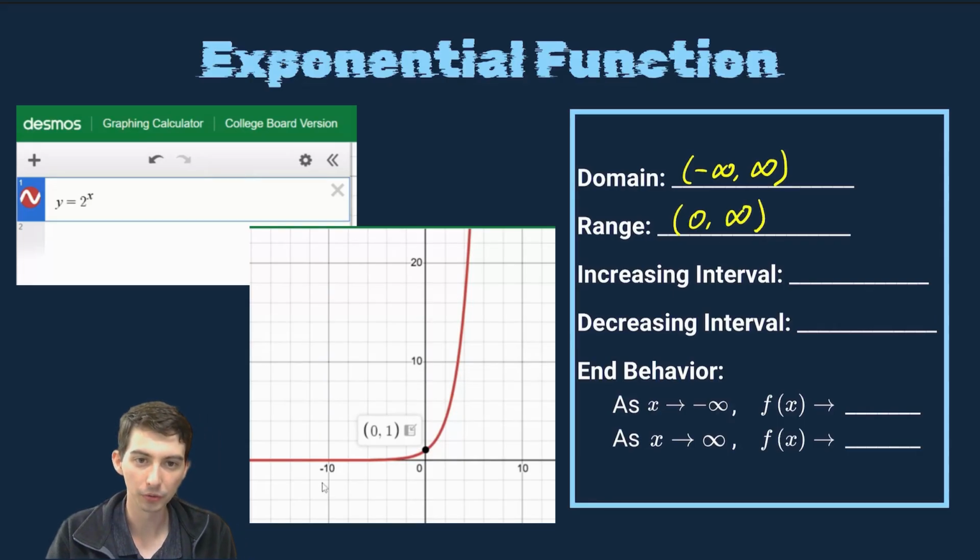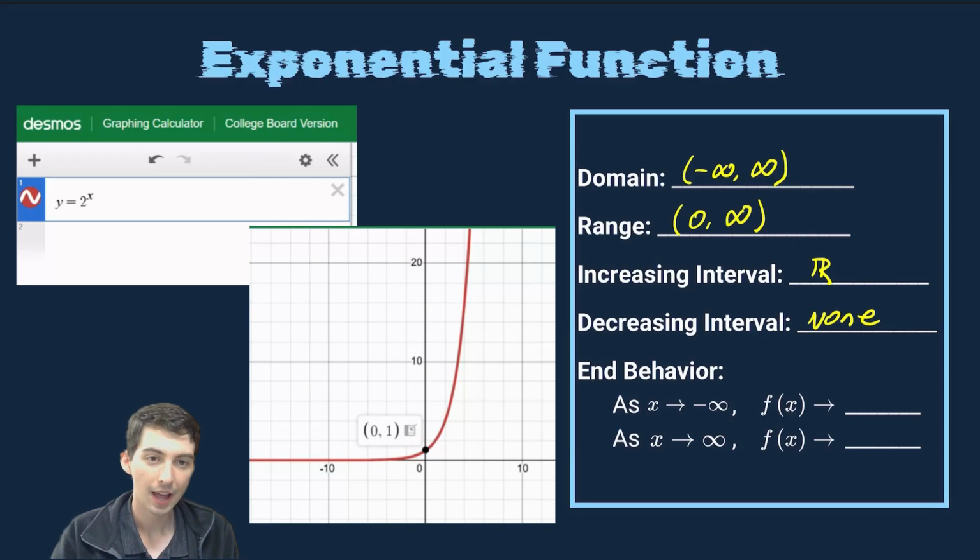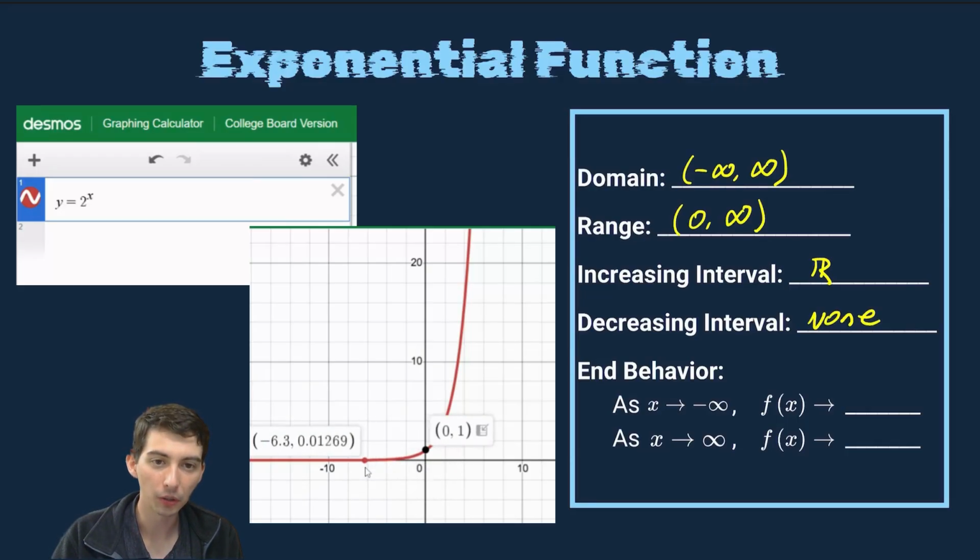My increasing intervals, well, I see that my y value is always increasing while my x value is increasing as well. So again, my increasing interval is going to be all real numbers, and I'm going to have no decreasing intervals.